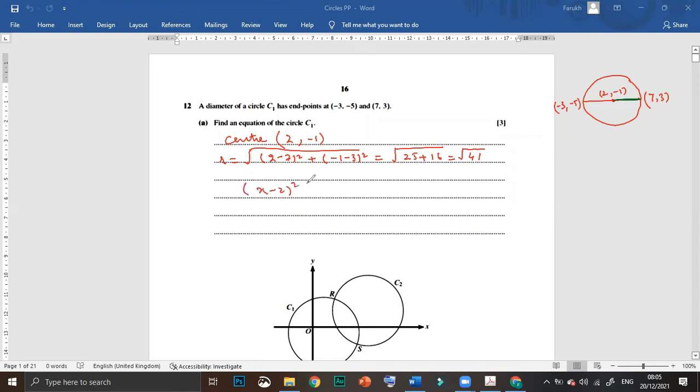So the equation is (x minus 2) whole square plus (y plus 1) whole square is equal to r square. This one is the equation of the circle. We can further simplify this one. It is equal to 41. Now, next part.